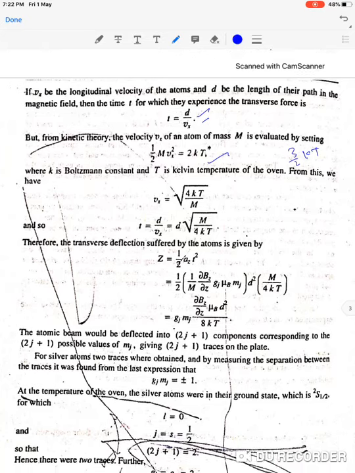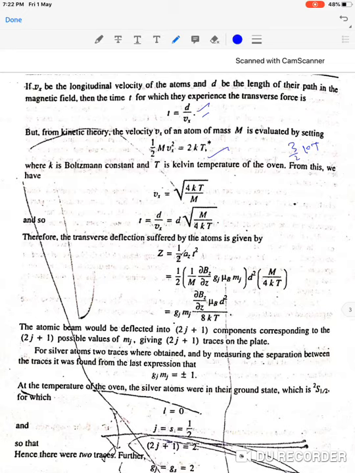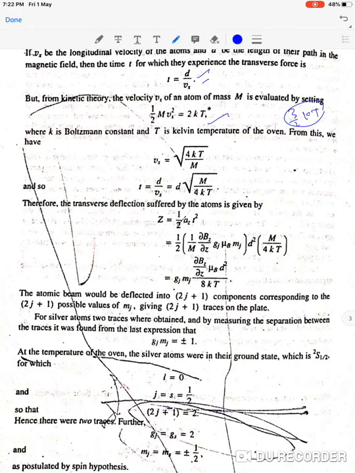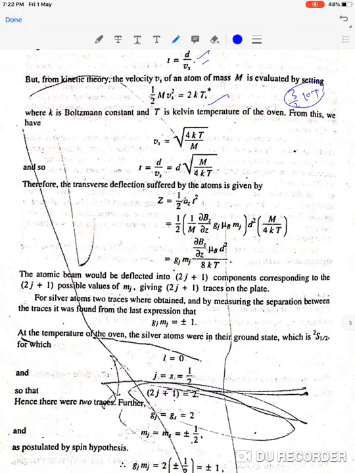So we can consider that the atoms get some energy through collisions, and because of that lesser probability, the kinetic energy is not 3 by 2 kT, it is approximately 2kT. Here k is the Boltzmann constant and T is the Kelvin temperature of the oven.